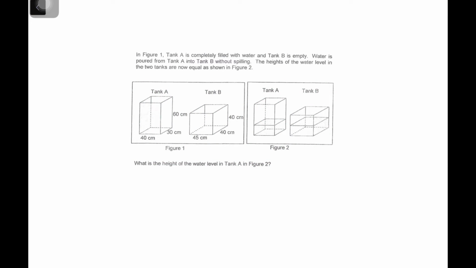In figure 1, tank A is completely filled with water and tank B is empty. Water is poured from tank A into tank B without spilling. The heights of water level in the two tanks are now equal as shown in figure 2. What is the height of the water level in tank A in figure 2?